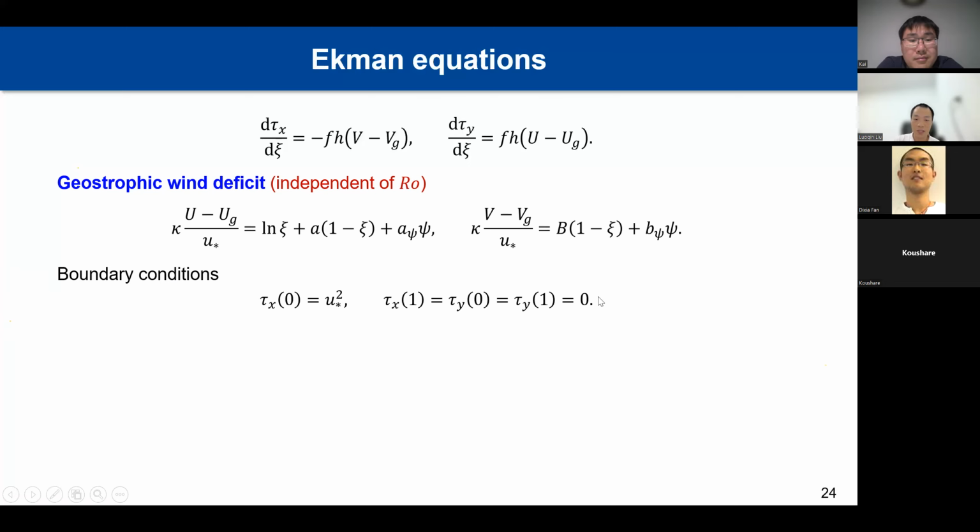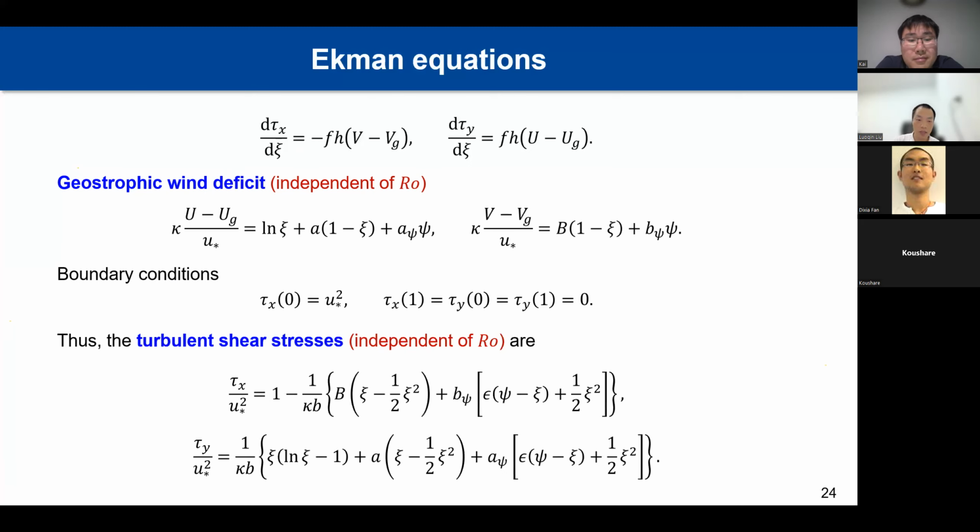That means the tau recovers to 0 on top of the boundary layer. Okay. Then these equations can be directly solved. Here are the expressions for the turbulent shear stress. Similar to the geostrophic wind deficit, the normalized turbulent shear stress is also independent of the Rossby number.